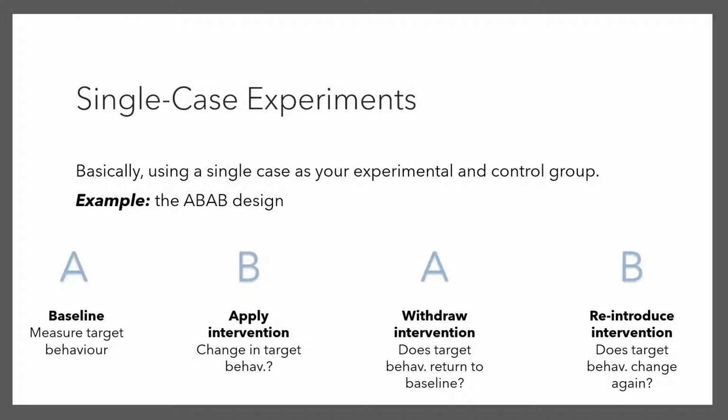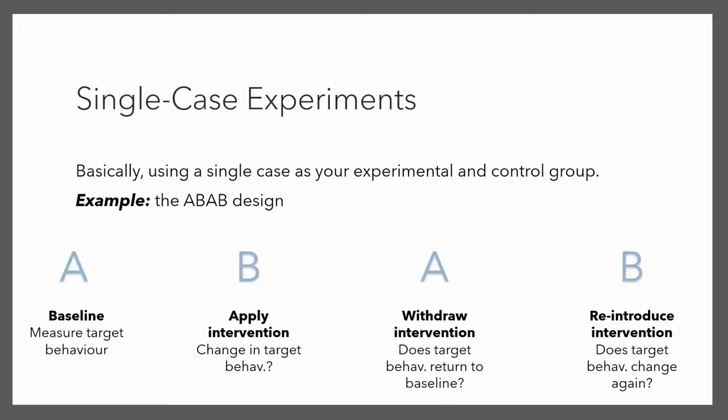Next, there are single case experiments, which use a single case, which may be a person, a couple, a school, or other organization, as both the experimental and the control group. The simplest design is ABAB, which you may have heard about in your first year classes, and it's explained here too. But there are many other more complex ones.